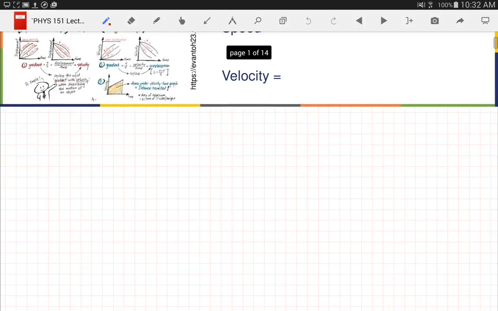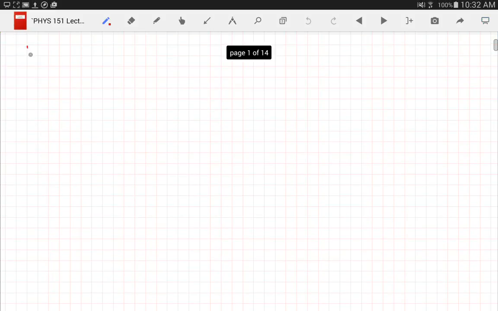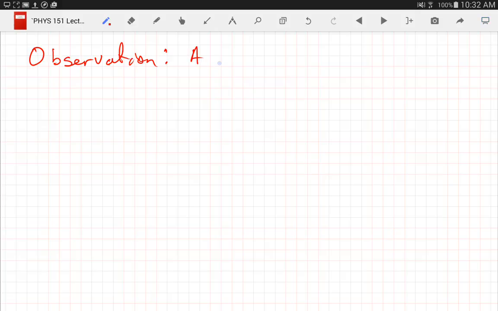So you have to have first, actually I'm going to start by writing, I meant to put this as a change in the instructions for the lab write-up. My observation. For yesterday's lab, the observation was simply a dropped ball falls down.